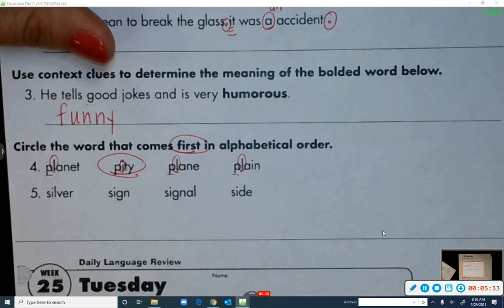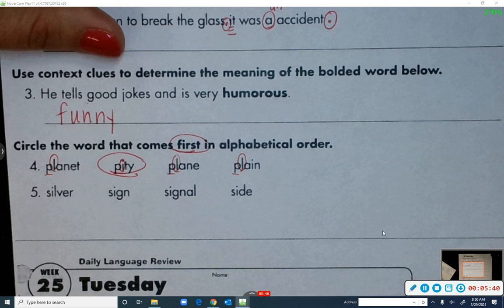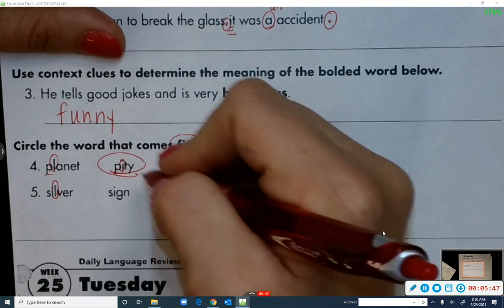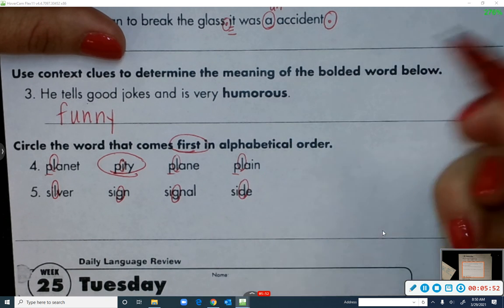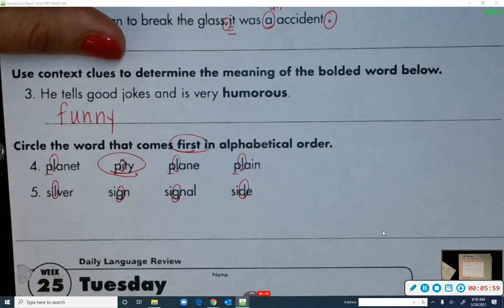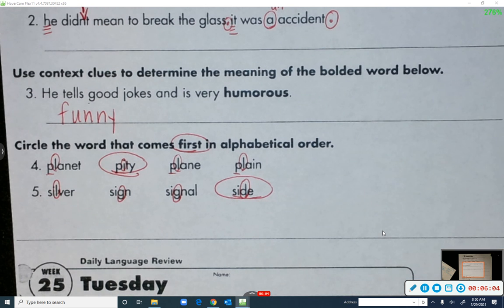Yes. Okay, good. Number 5, same thing. They all start with the same letter. So we go to the second letter, and they're all the same. So we need to go to the third letter. L, G, G, D. Okay, so if I say the alphabet to myself, which one comes first? L, G, or D? D. D, good. So we circle side. Side would come first. Okay?